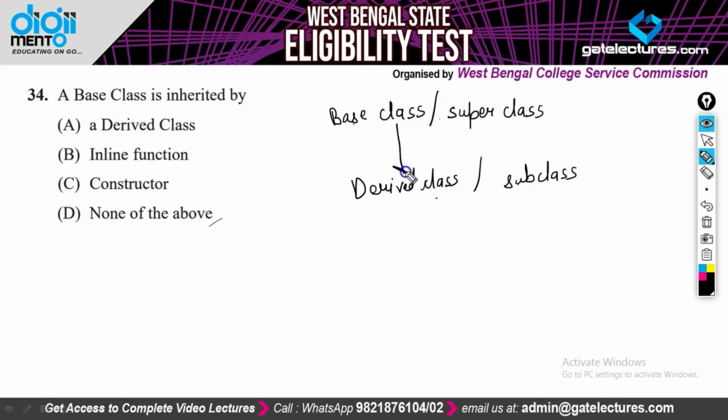So basically it goes like this. The derived class inherits the properties from the base class. So a base class is inherited by a derived class. Clearly option A is right for this.